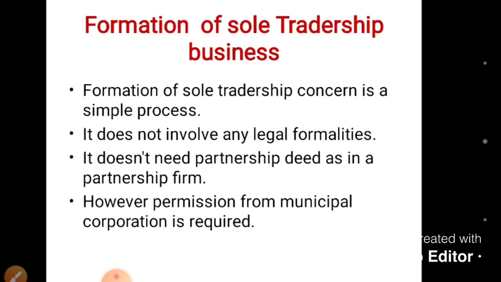Formation of sole tradership business. Formation of a sole tradership business concern is a simple process. It does not involve any legal formalities. It doesn't need any partnership deed as in the case of a partnership firm. However, permission from the municipal corporation is required.